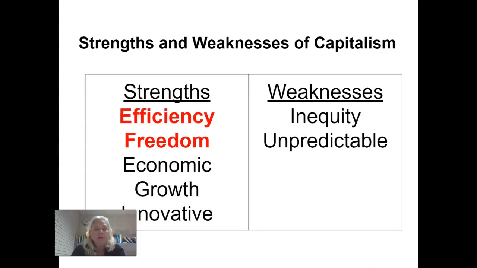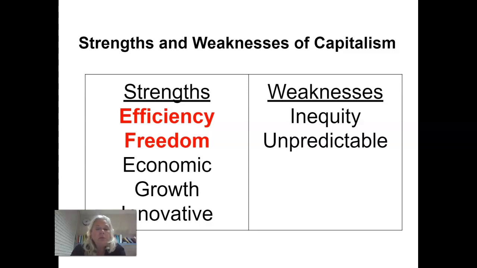So, strengths and weaknesses of capitalism. Strengths: it is pretty efficient. The invisible hand does work pretty well. We are free to produce what we want, and you know what? If people don't buy it, people don't make it. So it works itself out.